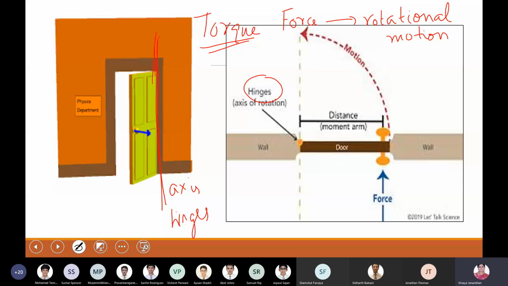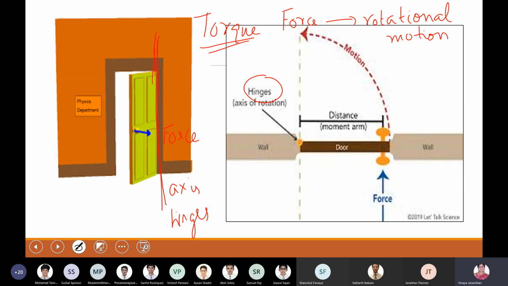Now, if you want to close the door or open the door, you are applying a force on the handle or on the knob. If you want to open the door, you are applying a force towards you. And where do you apply it? You apply a force on the handle or on the knob. When you're closing, you're applying a force away from you.